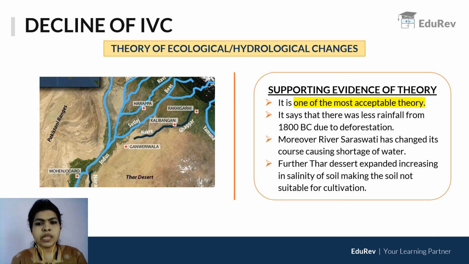Moreover, river Saraswati has changed its course, causing shortage of water. Further, desertification happened. The Thar Desert expanded, which increased the salinity of the soil, making it unsuitable for cultivation. So these are some of the hydrological or ecological reasons which are considered the most acceptable theory for the decline of IVC. So try to remember that.